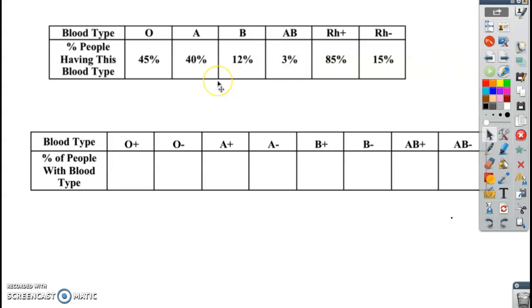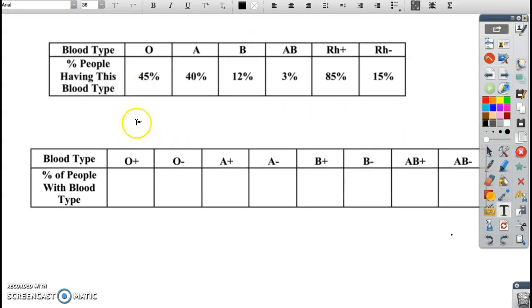All right. Okay, now what they want to do is on the next page, if you look on the next page, there's a chart like this bottom one here, and they want to know what percentage of people have each of these blood types. All right, so let's take this one. For O positive, well, we know that 45% of the people have O blood. So take that percentage, change it to a decimal, so it'll be 0.45 times the number of people that would have the positive, which we know is 85% of the people. Okay, so I'm going to multiply that times 85%.